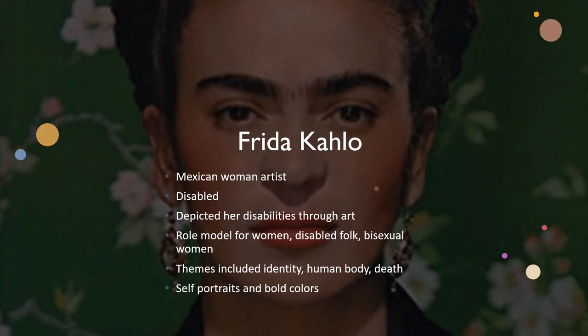Frida Kahlo was a disabled Mexican woman artist who depicted her life living with disabilities through her art. She was a great feminist icon, great representation for disabled people, and was actually openly bisexual. The themes she included in her art usually had to do with her identity, the human body, and graphic depictions of death. She was also well known for her self-portraits and her use of bold colors.